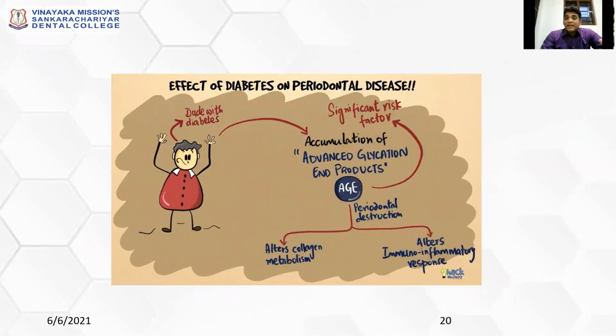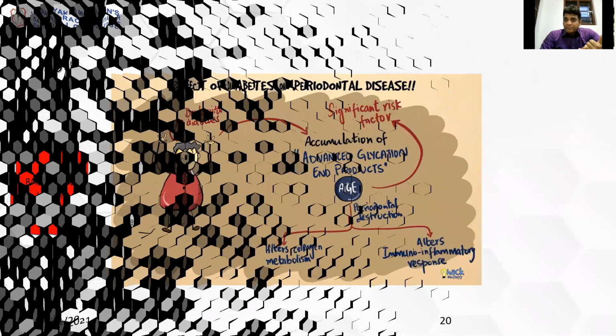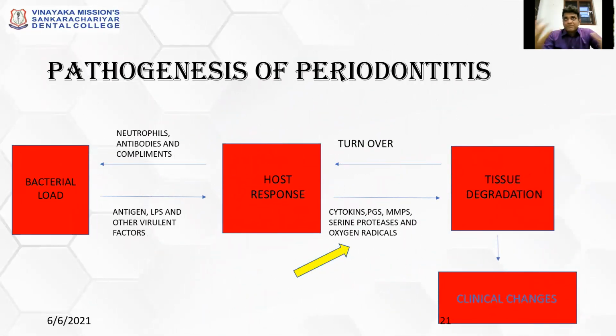Thus, a person with poor glycemic control will have poor neutrophil function in the form of defective chemotaxis and phagocytosis, and hyper-responsive monocytes, which lead to an increased release of pro-inflammatory cytokines. And the third thing is an increased amount of advanced glycated end products, which interfere in collagen metabolism, leading to ECM breakdown and poor healing. Thus, poor glycemic control affects first the neutrophil, second the monocyte, plus the clinical change which you see in the form of clinical attachment loss.